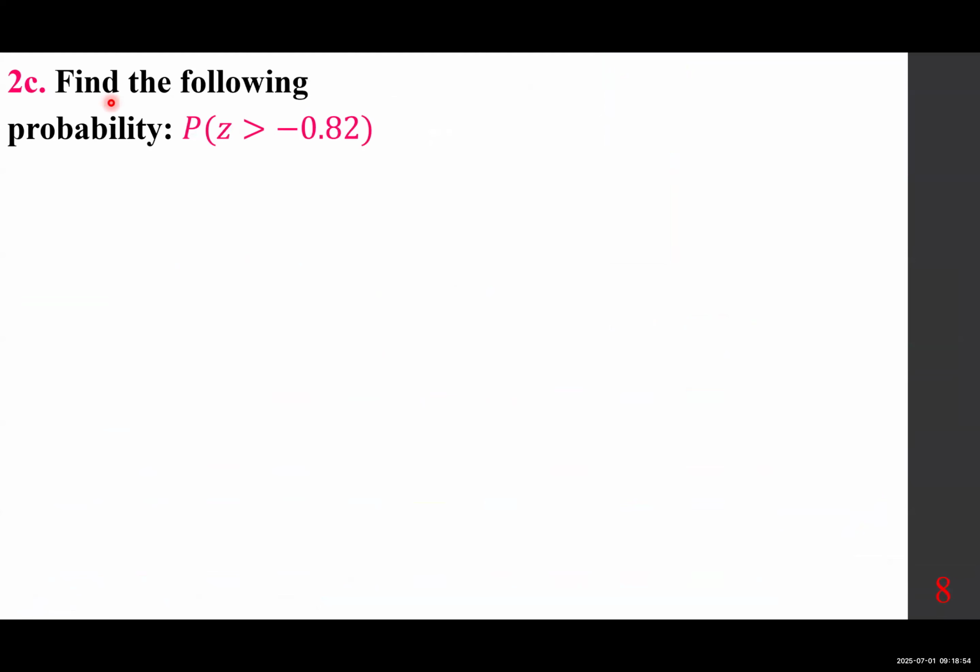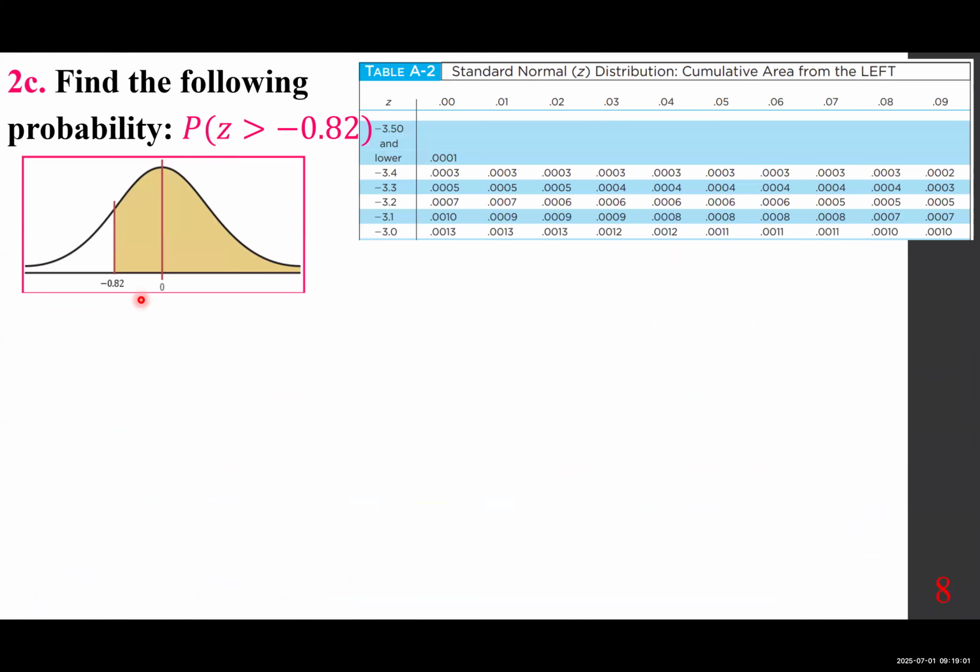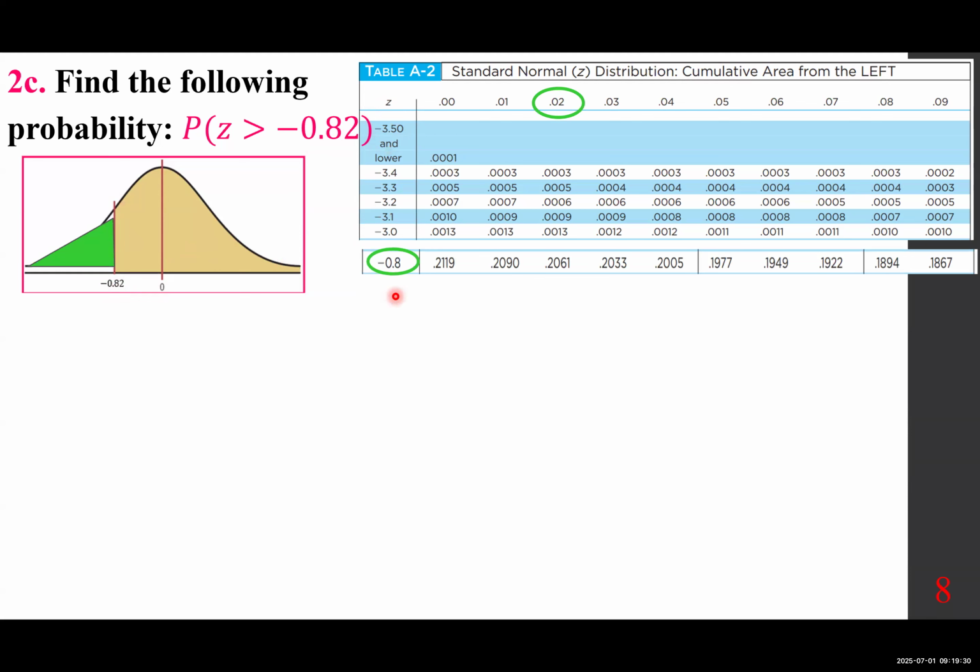Finding the following, find the probability of a z larger than negative 0.82. Always go with the drawing. Again, this doesn't have to be to scale. You have to recognize a negative number is on the left side of 0, of course. So you want the probability, that means you want this area. So you're looking for this number and you don't find it, you have to go with the table.